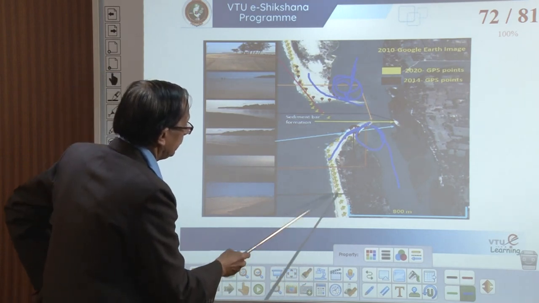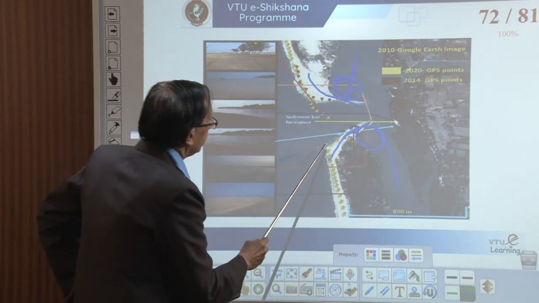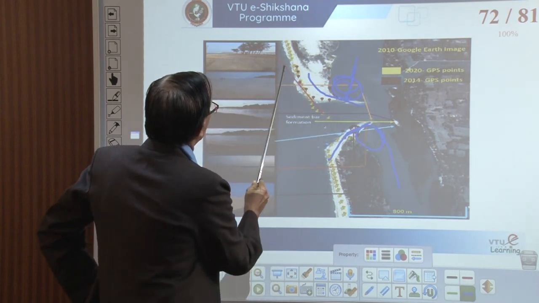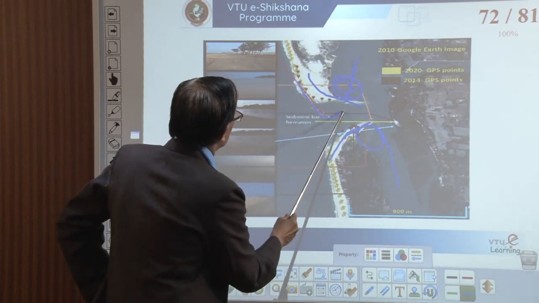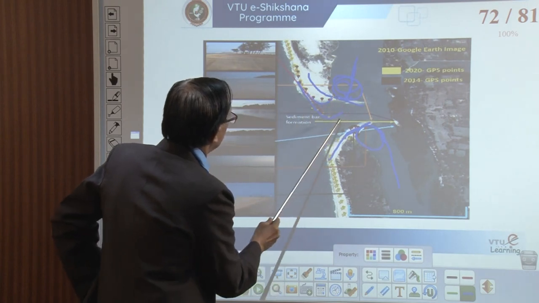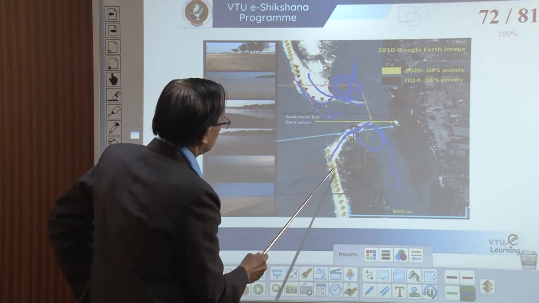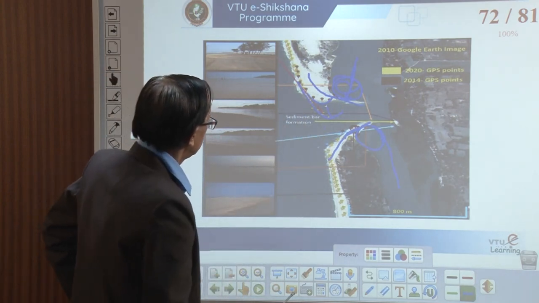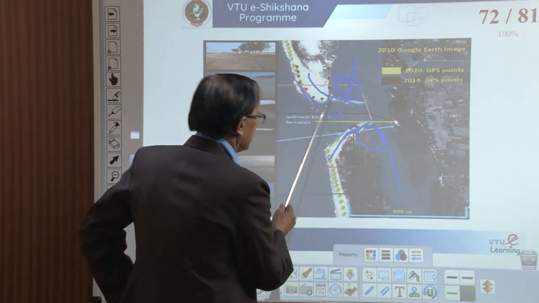And these are small island-like features. You see, once upon a time the shoreline was here, now the shoreline is here, and this much is eroded. The shoreline is moving that side. Thus river migration takes place.